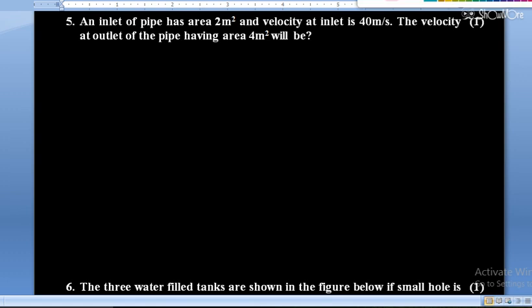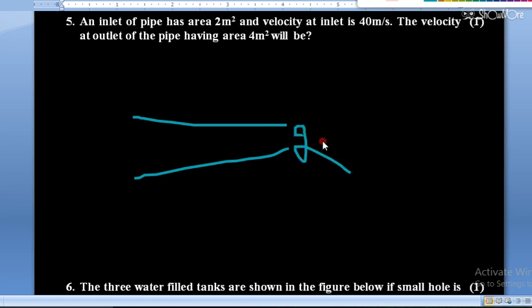Now the next question is, the inlet pipe area is this one. So this question was asked from the equation of continuity. This is just a pipe, you can say. Its inlet area is, let's suppose, 2 meter square, and velocity at this is 40 meter per second, and this is the area 4 meter square. Obviously this area is less, so velocity will be more at this point, and this area is larger, so velocity will be less at this point. But what is the value of velocity that you have to find here?